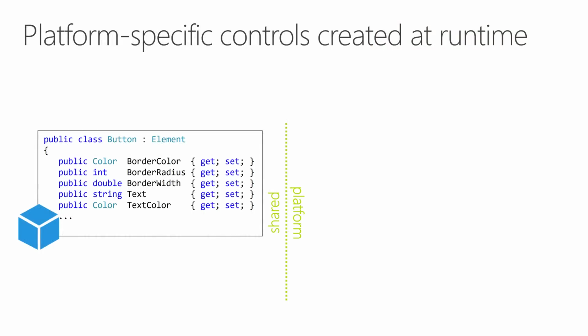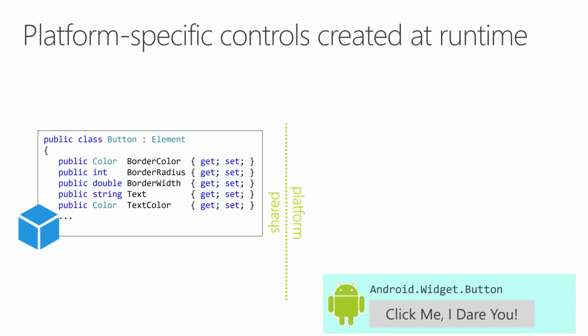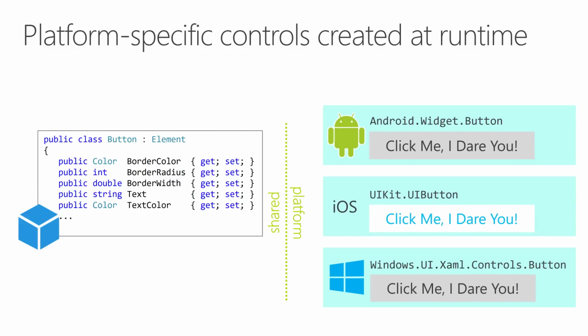Let's take a look at how Xamarin.Forms actually works. Now I mentioned earlier that Xamarin.Forms will take our element definition and turn it into a native control. So for example, in our shared code, we would create a Xamarin.Forms button element, you see there on the screen. This is Xamarin.Forms' abstraction of a button. But at runtime, the framework will turn the shared button definition into a native Android.widget.button on Android, or a UIKit UIButton on iOS, or a native Windows button on Windows.